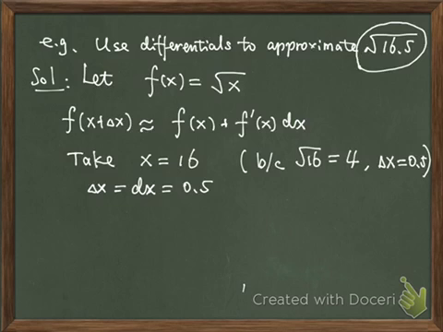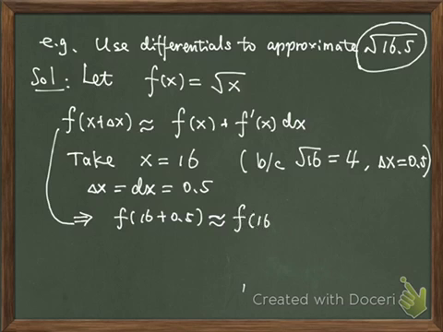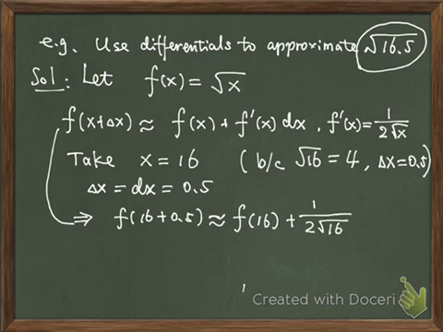Now by this formula up here, we know that f of 16 plus 0.5, we're plugging x as 16, dx or delta x as 0.5, is calculated approximately as the value of f of 16 plus f prime. Now, if f of x is square root of x, then f prime of x is going to be half of 1 over square root of x. Therefore we are going to have down here f prime of x, that's 1 over 2 times square root of x, remember the x value we choose is 16, and then times dx, which is 0.5.